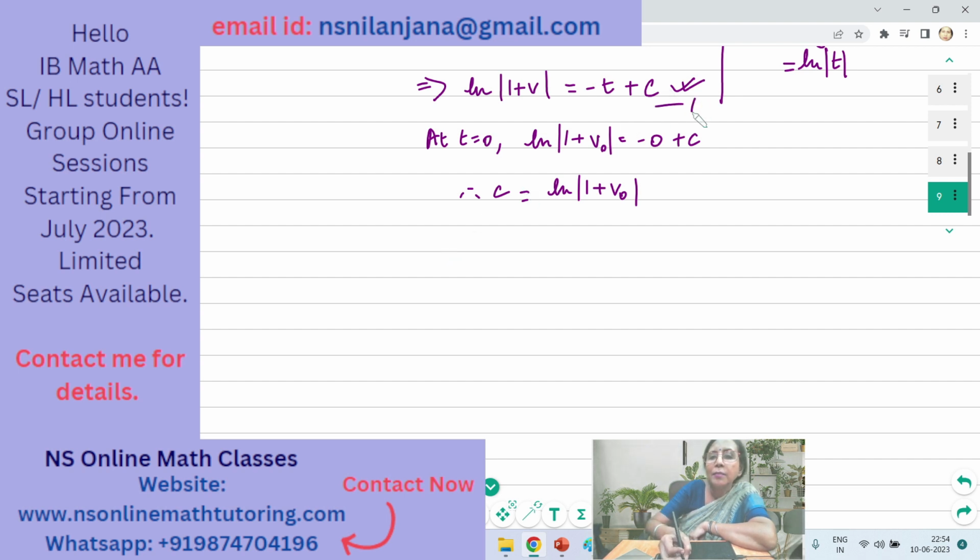So, I can write this equation, maybe equation number A. Therefore, equation A is ln of modulus 1 plus v equal to negative t plus ln of 1 plus v0. Okay.